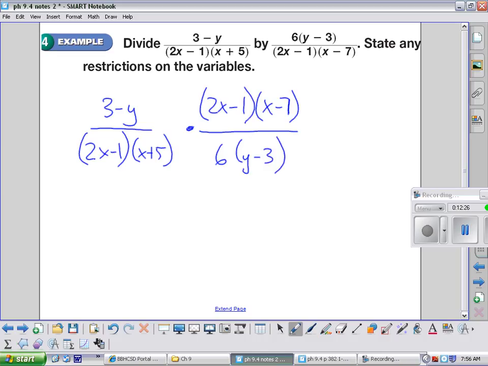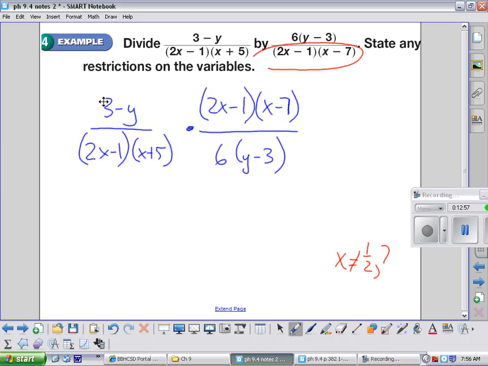Okay, now, before I go any further, I'm going to go ahead and start stating some restrictions here so I don't forget them. With right here, even though this is going to get flipped to the top, I have to say x can't be 1/2 and x can't be 7 right away. Okay? All right? Because at some point right there, it would mess up my denominator, so I have to include that. Okay? All right? So now we get to do a couple other quick little features here.